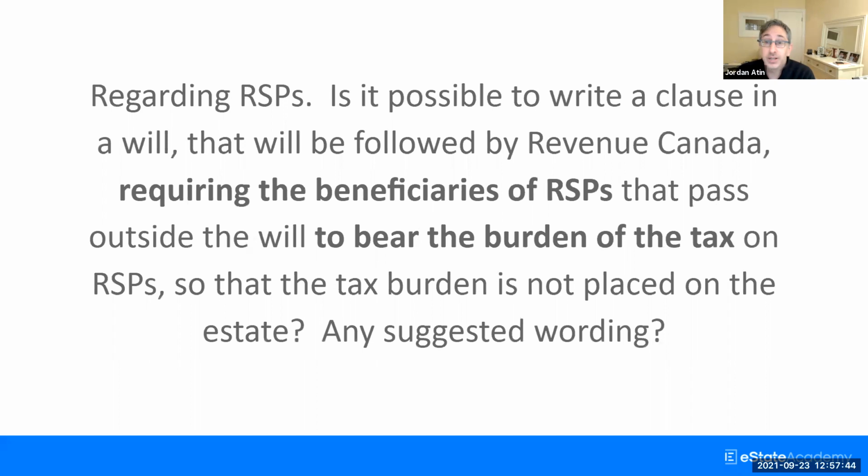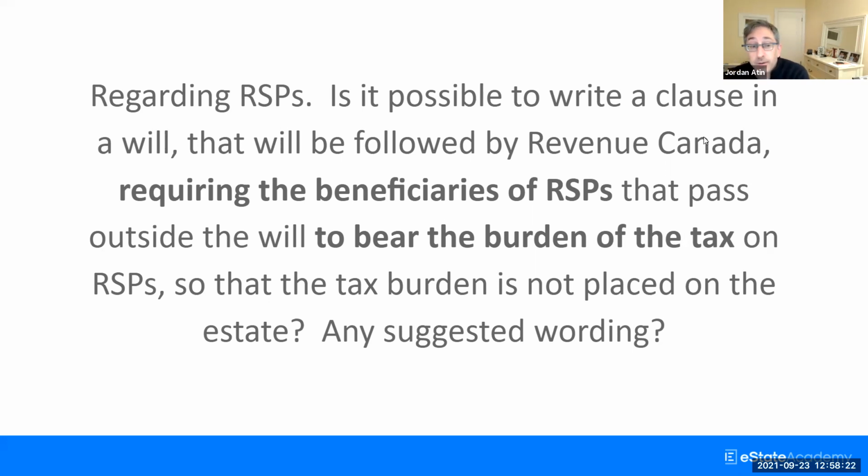We've got obviously a lot of questions on RSPs, and this is one where, again, the burden of tax is a concern. There's nothing that's going to bind CRA as to where they're going to get their money. They're going to go to the estate first to get their money. And even though both the beneficiary of the RSP and the estate are jointly liable, the general rule is that they go to the estate first and say, give me the tax on the deemed inclusion of the RSP in the testator's terminal return.